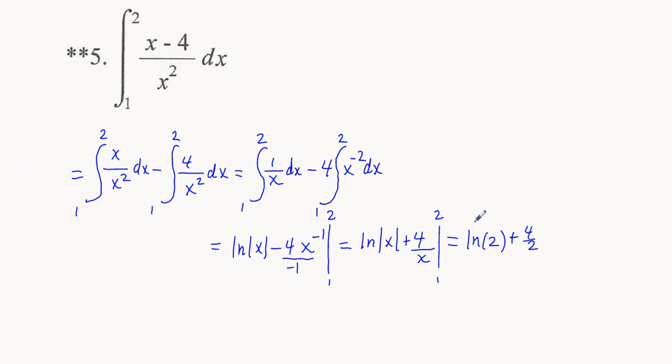And this is going to be our f of b, big F of b, minus, we're going to put the natural logarithm of 0 plus 4 over 1.